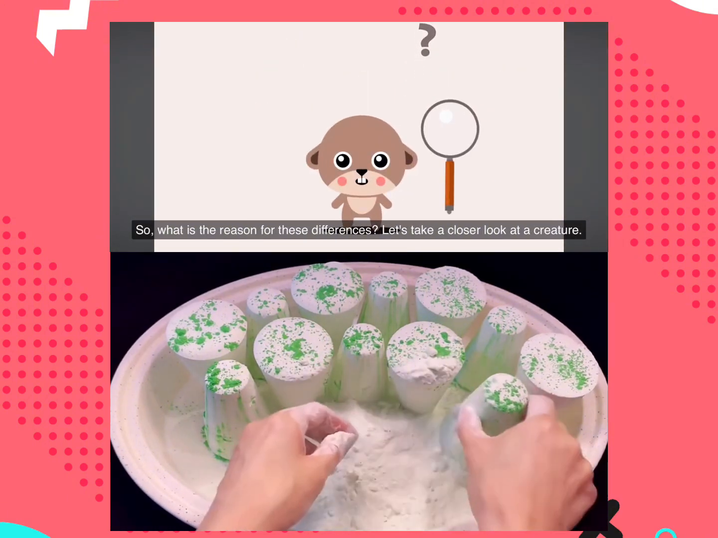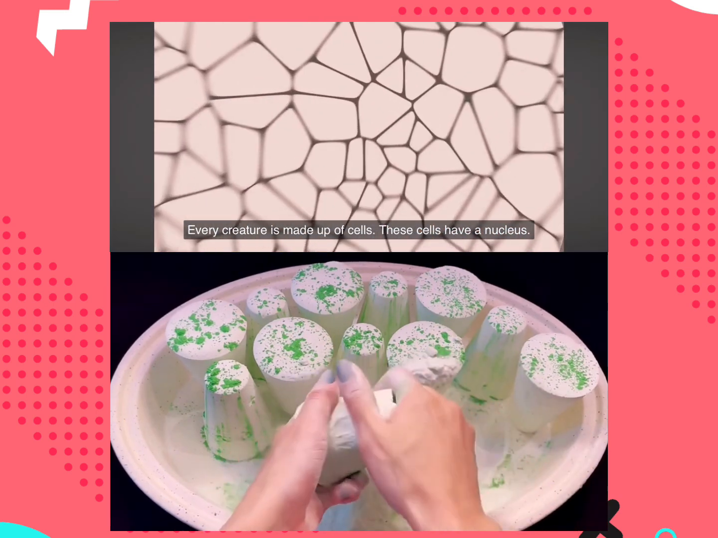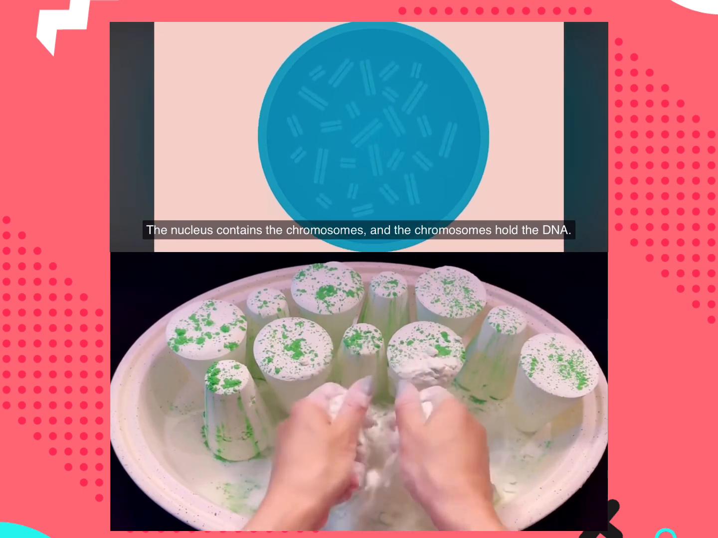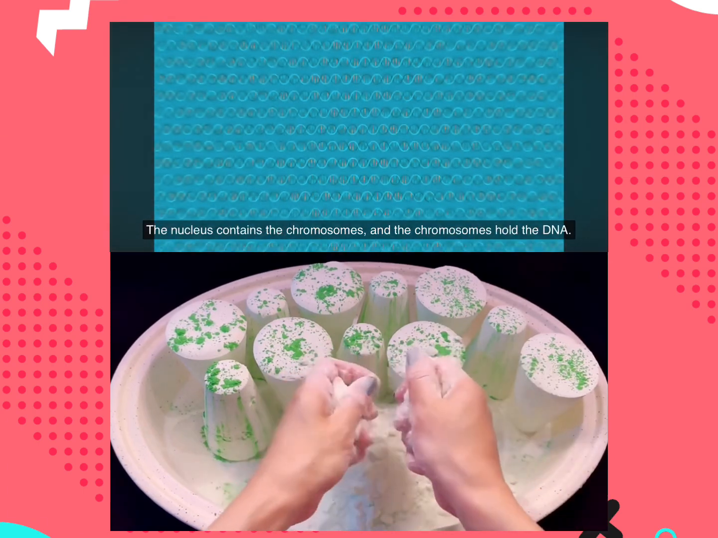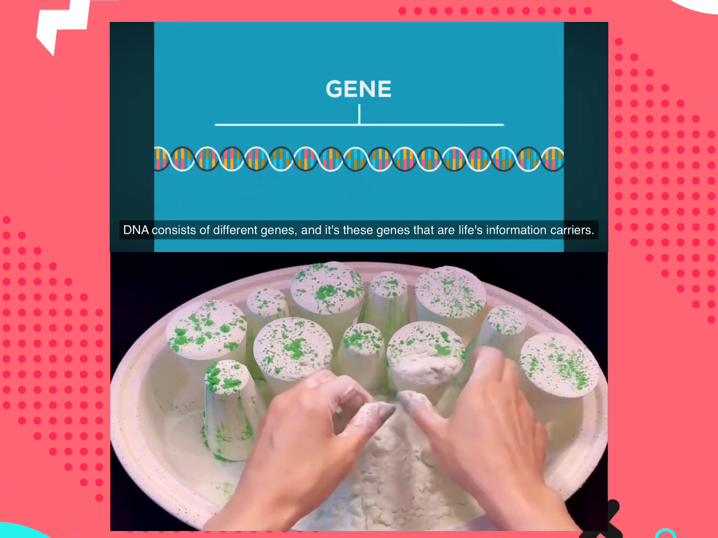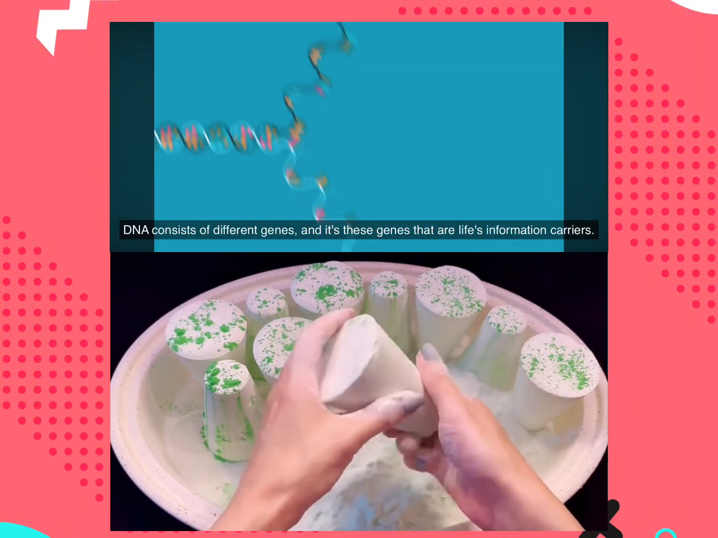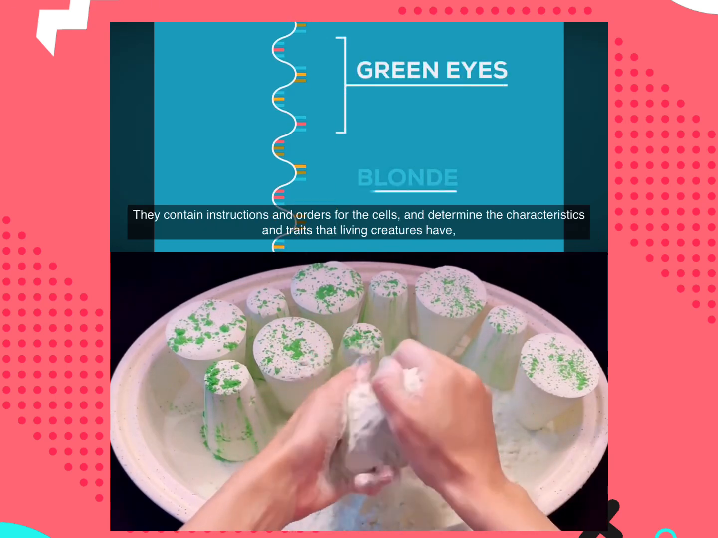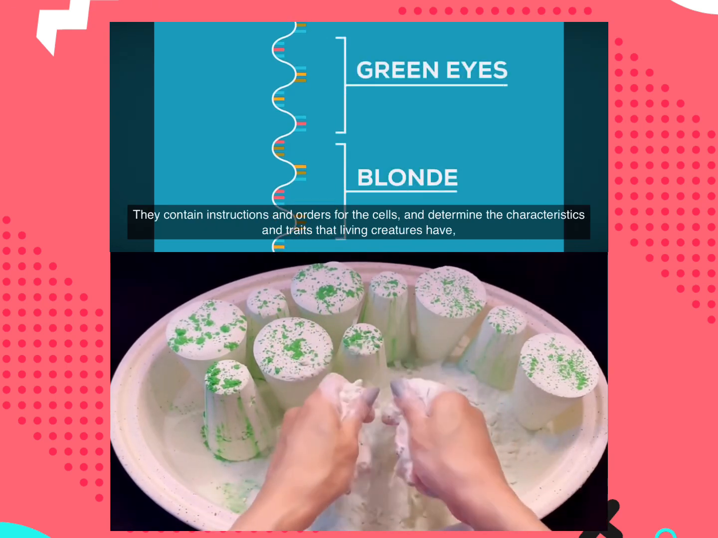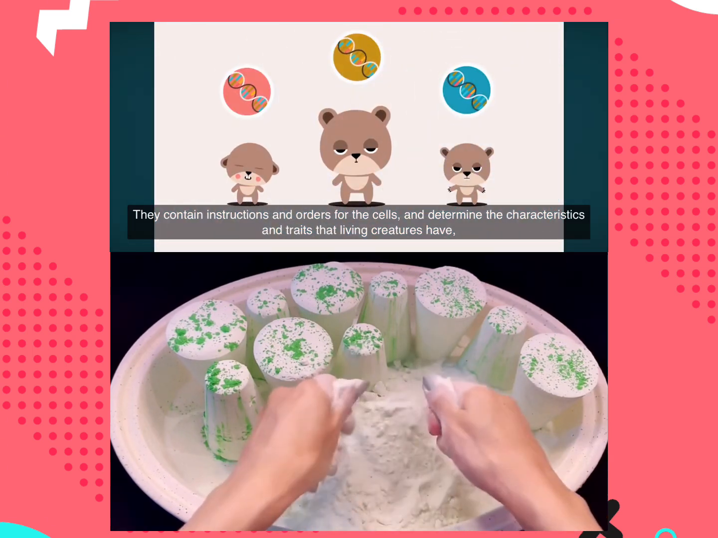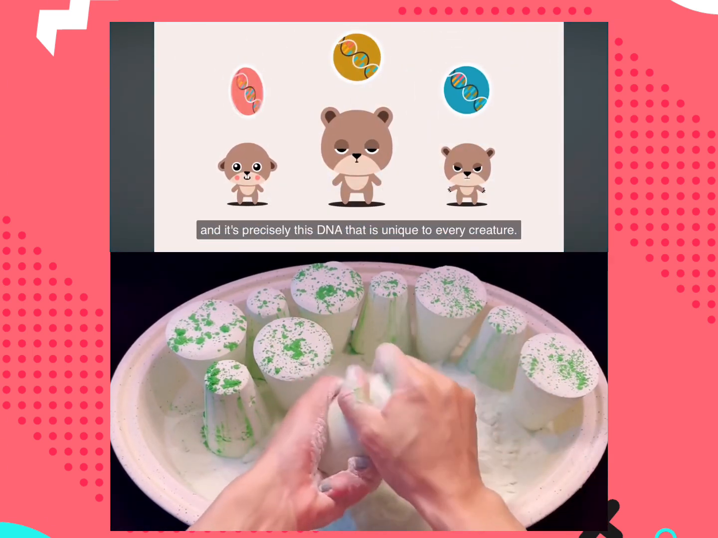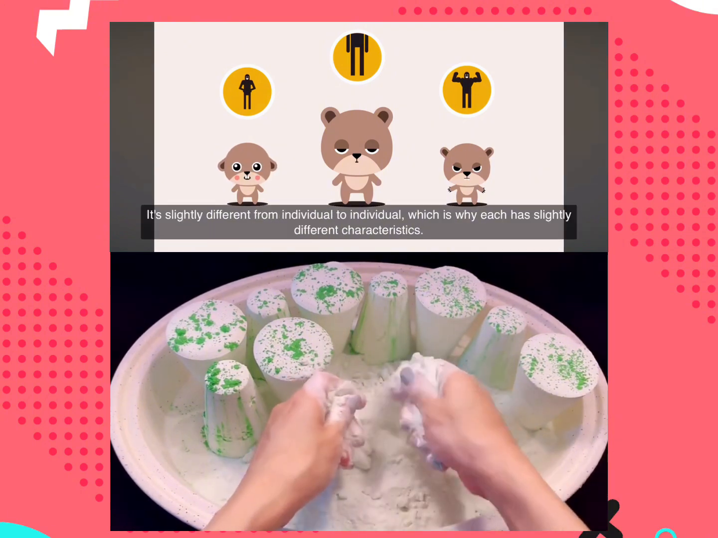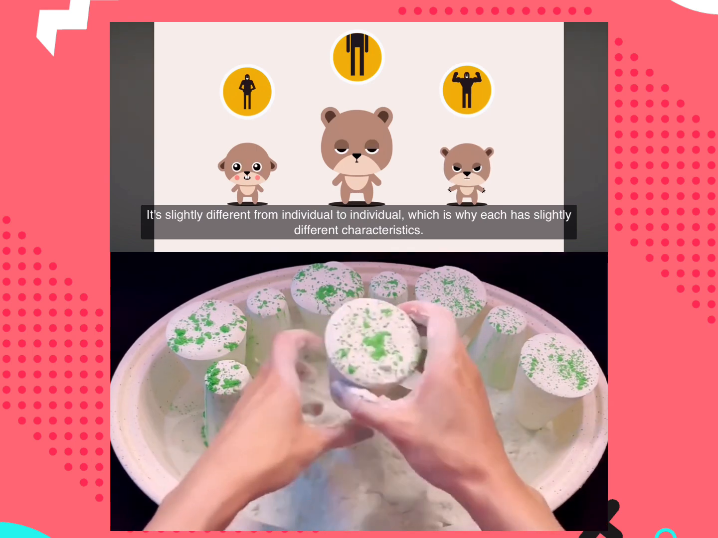Let's take a closer look at a creature. Every creature is made up of cells. These cells have a nucleus. The nucleus contains the chromosomes, and the chromosomes hold the DNA. DNA consists of different genes, and it's these genes that are life's information carriers. They contain instructions and orders for the cells and determine the characteristics and traits that living creatures have. And it's precisely this DNA that is unique to every creature. It's slightly different from individual to individual, which is why each has slightly different characteristics.